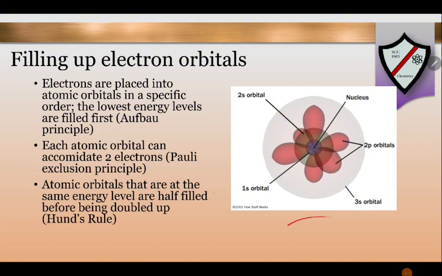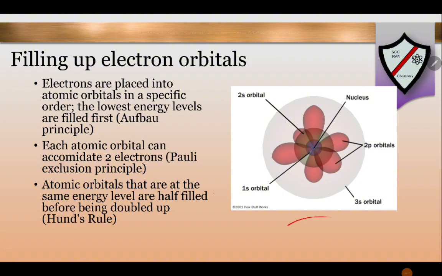On the first energy level we see the yellowish looking sphere as the 1s orbital. The first energy level only has the s orbital. It doesn't have any p, d, or f orbitals. And so therefore that is the entirety of the first energy level, the 1s orbital.